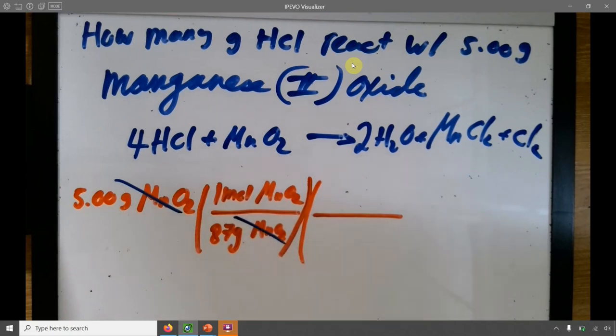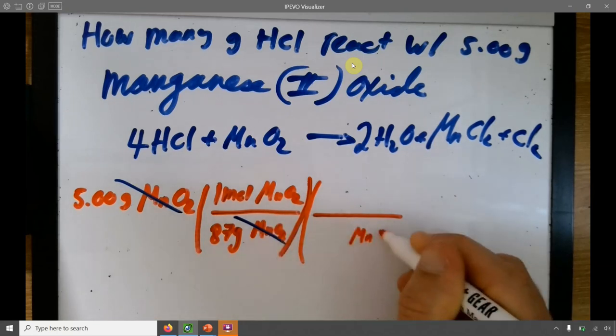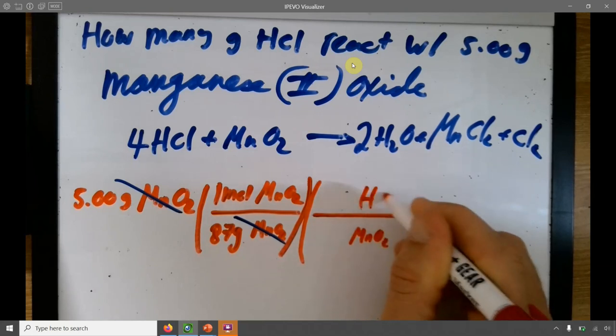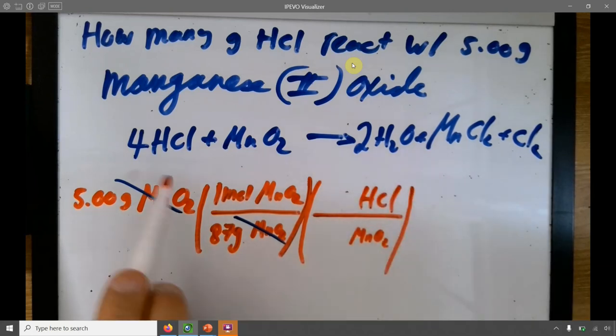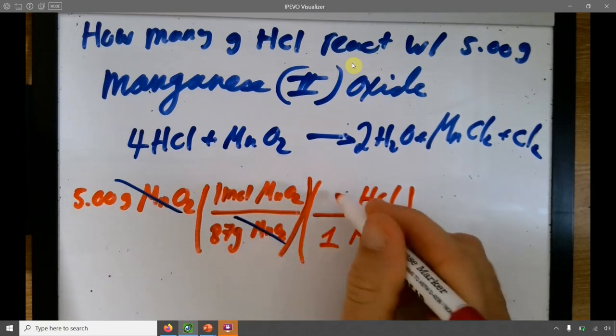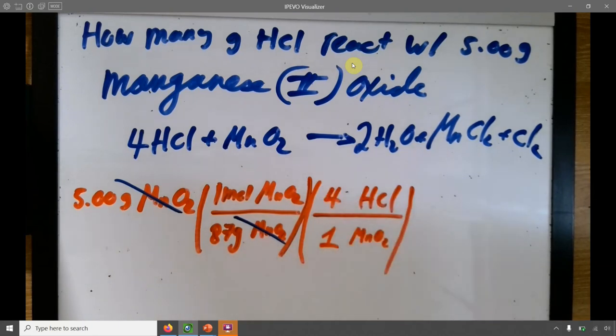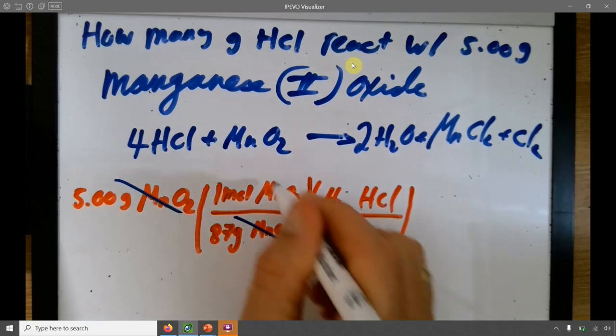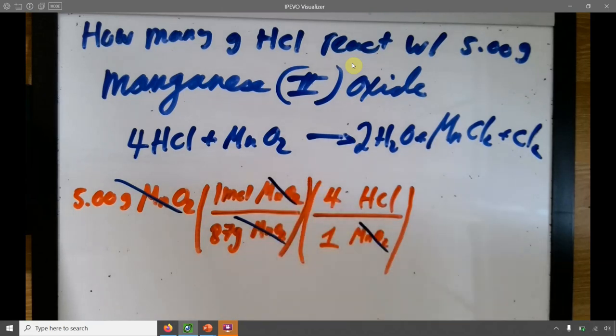Now I'm in moles of MnO2. All right, I don't want MnO2, I want HCl. If I'm looking at my equation here, for every 1 MnO2, I have 4 HCl's, right? So I'm going to use that ratio. I'm trying to cancel out MnO2, so I'll put MnO2 at the bottom. And I'm trying to go into HCl. And if I'm looking at my chemical equation here, I have 1 MnO2 and 4 HCl. Okay, and now I got rid of my MnO2, and now I have moles of HCl.